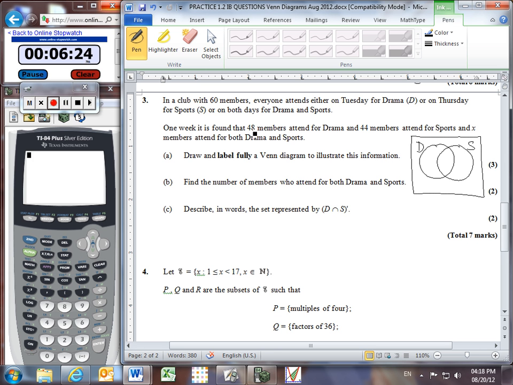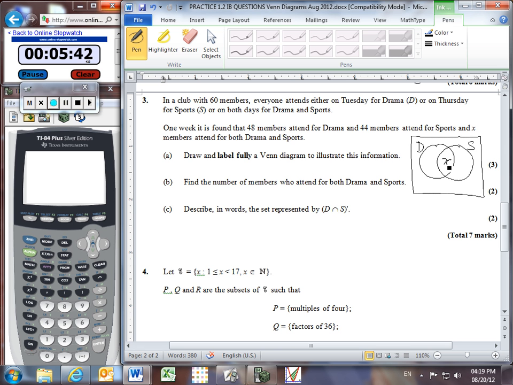So we haven't finished part A, because we still have to fill in this information about the 48 members attend for drama. That means that the drama circle has got 48 members in it, some of whom are in here, and some of whom are in here. We've got 44 members in the complete sports circle, some of whom are in here, and some of whom are in here. A common mistake for students here would be to write the 48 immediately, to write the 44 immediately. Well, don't forget that some of those 48 and some of those 44 could be in this region between. And that is what we would label as X. X members attend for both drama and sports, so let's fill in the X here. Now we want a total of 48 in the drama circle.